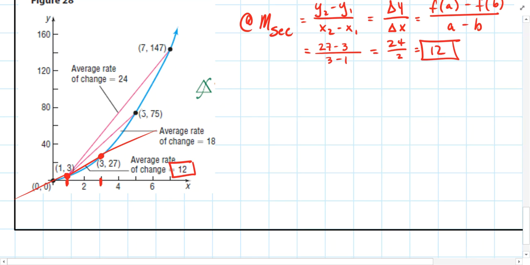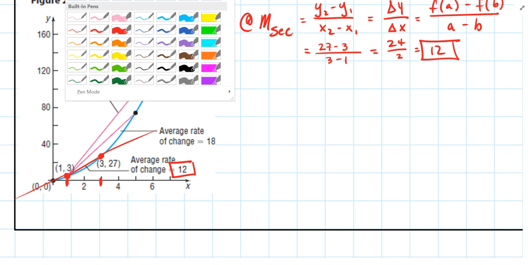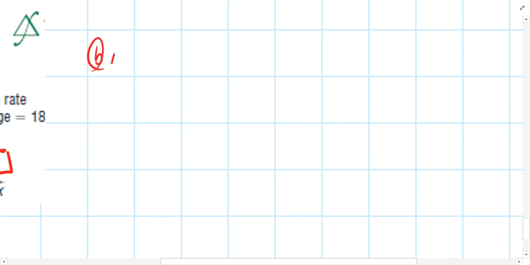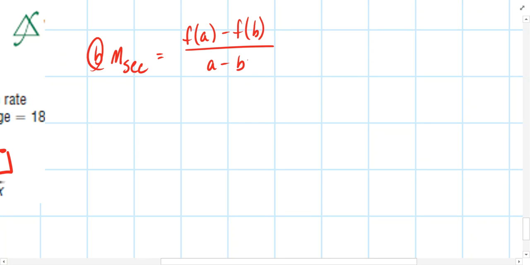If the coordinates, however, are not provided, but we have the equation to work with, we can still determine the average rate of change with just a little bit of algebra. So in part B, let's assume that that's the case. We need to find the slope of the secant line, which is the average rate of change. And I'll use this notation here, f of a minus f of b divided by a minus b.